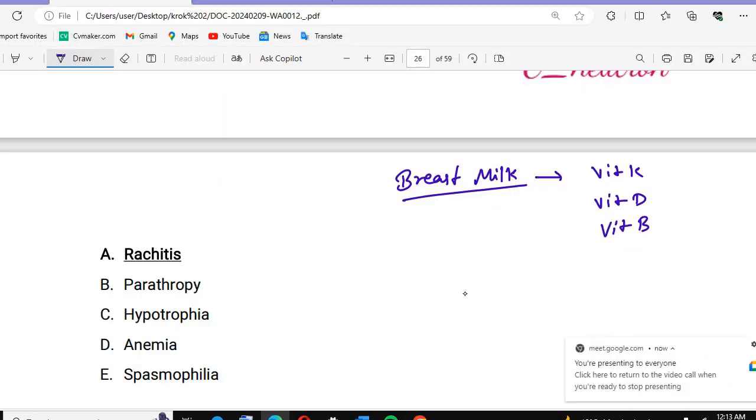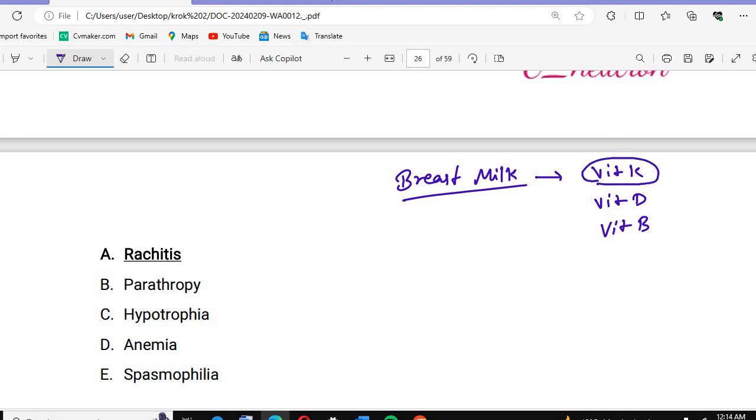Okay, no one knows. See, vitamin K. Normally we give vitamin K just once the child has been born, so at that time we give the vitamin K injection. Is it deficient in the breast milk, or is it deficient in the baby?